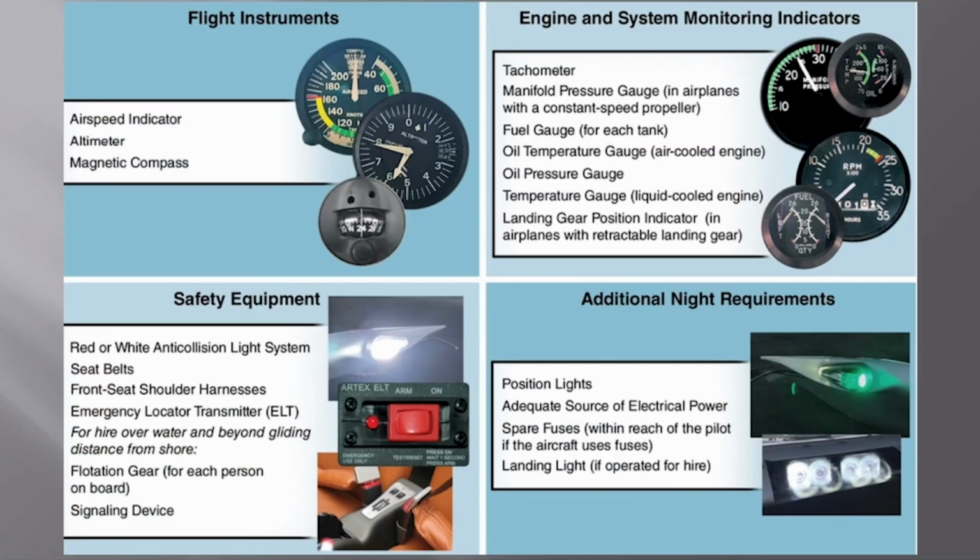Flight instruments, engine system management, safety equipment, additional night requirements. Certain things are required. Well, I can look in the rule book. If you look under, I think it's, and I don't know all the numbers by heart, but 91.203 or 205, something like that, will show you all of the required equipment you need to fly that airplane. Some of the stuff we have is optional. I don't need it to fly the airplane. Some of it, the FAA tells me, you have to have this work.